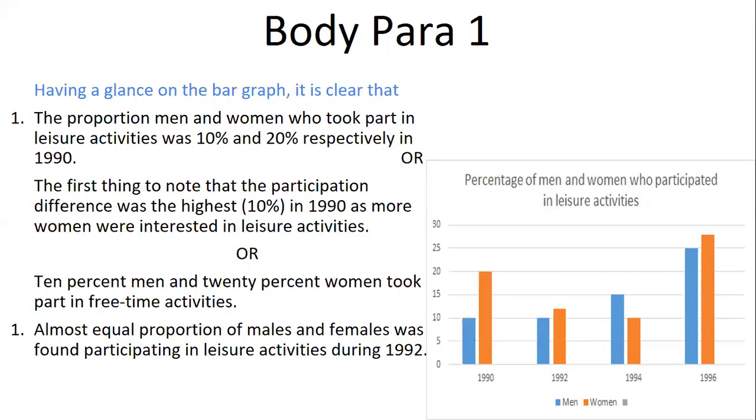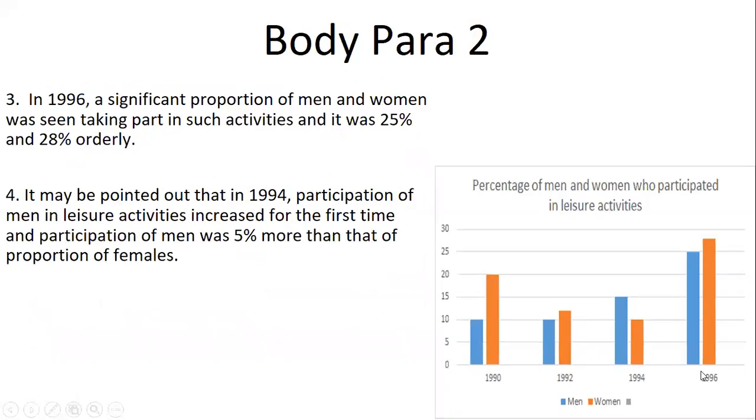Then another sentence is, an almost equal proportion of males and females was found participating in leisure activities during 1992. Then there are two sentences of body paragraph 2 where the data of 1994 and 1996 is given. In 1996, a significant proportion of men and women was seen taking part in such activities, and it was 25 and 28 orderly.